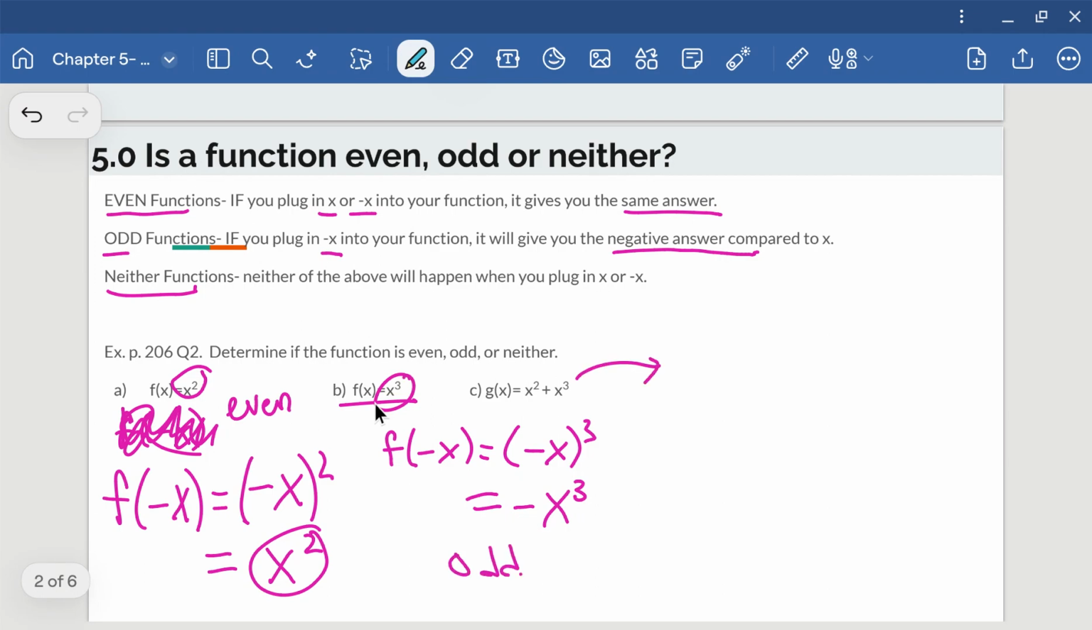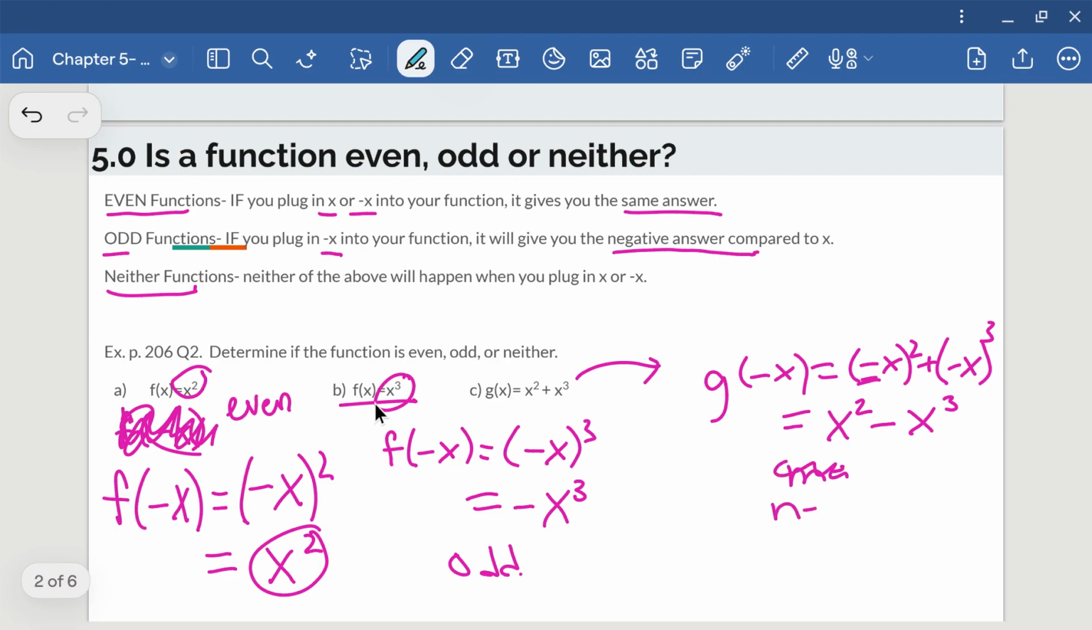And then lastly, if I take a look at g of negative x and plug this in, you're going to get negative x squared plus negative x cubed. Once we do that, I would get x squared, because again, the negatives cancel. But when I raise negative x to the power of 3, the negative does not cancel, and we end up with minus x cubed. So we're getting a different function altogether. This would be neither. That's simply how you can tell if you have an even, odd, or neither type function.